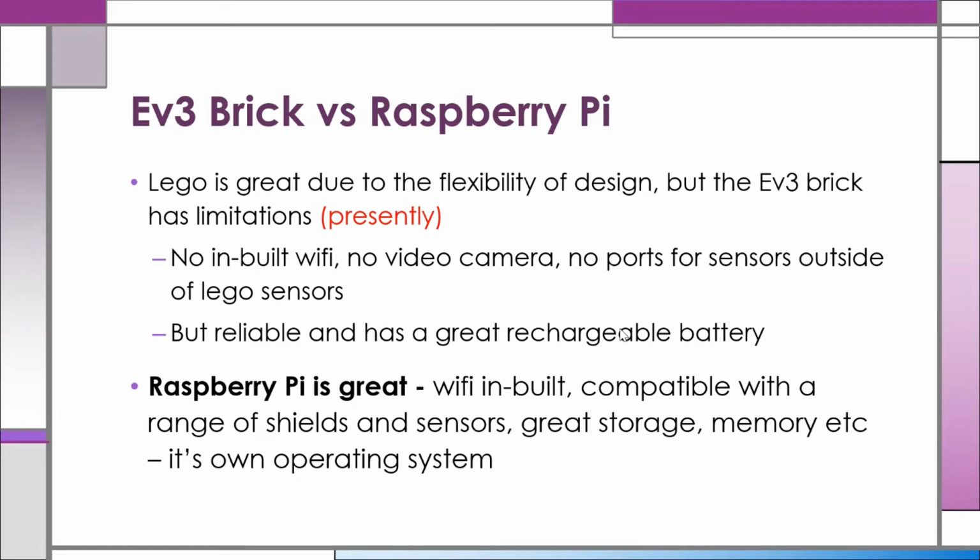And the good thing about the Raspberry Pi is you've got your Wi-Fi, it's compatible with a whole lot of different sensors, and it's pretty much its own operating system. So it's so much more powerful than an EV3 brick is. So if I could replace the brick with the Raspberry Pi, then I can do all that amazing advanced stuff that I know my students would be capable of.